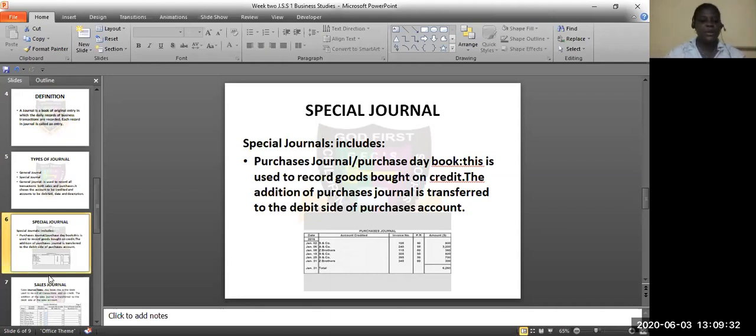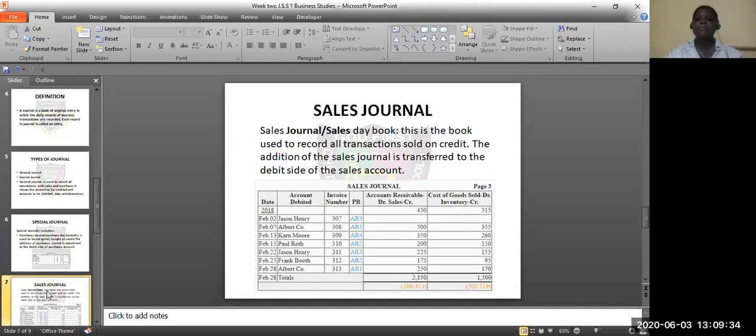Then the next one that we are going to look at is sales journal. Sales journal as well is used to record all the transactions on credit that you do.